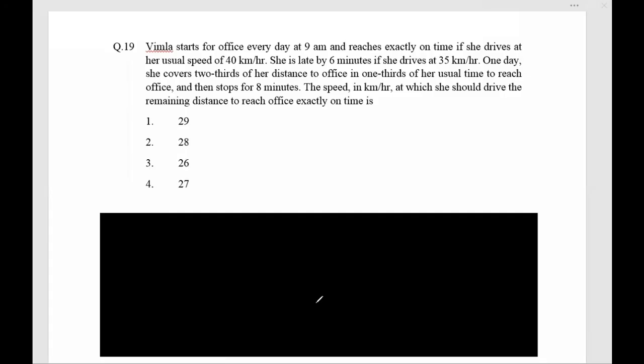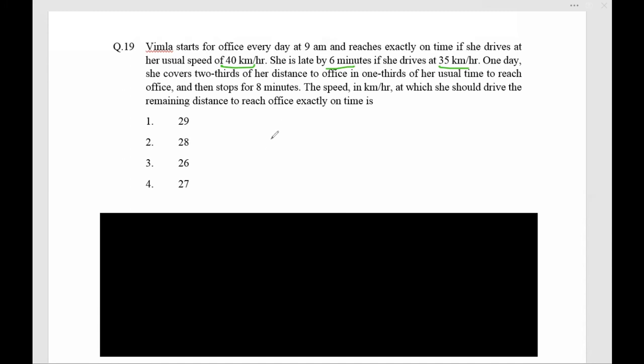Look at this particular problem. Bimal starts for office every day at 9 a.m. and reaches exactly on time if she drives at her usual speed of 40 kilometers per hour. She is late by 6 minutes if she drives at 35 kilometers per hour. One day she covered 2.